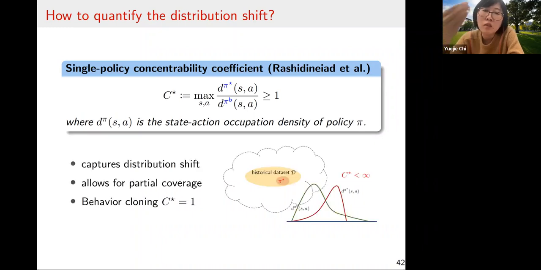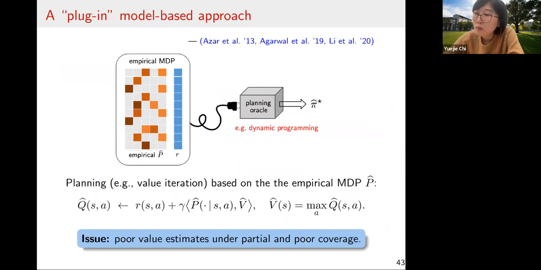And what is interesting with this quantity is that it allows you to have scenarios where your behavior policy does not visit all the state-action pairs, as long as it visits all the state-action pairs covered by your optimal policy. In that setting, your C star, this quantity, will be finite and your problem will be well posed. So this allows you to deal with scenarios where you only have partial coverage, which is one of the issues that is most difficult to deal with in offline RL.